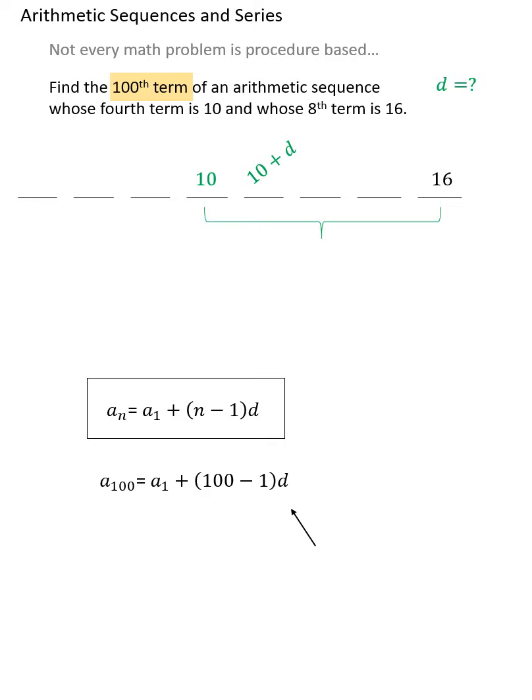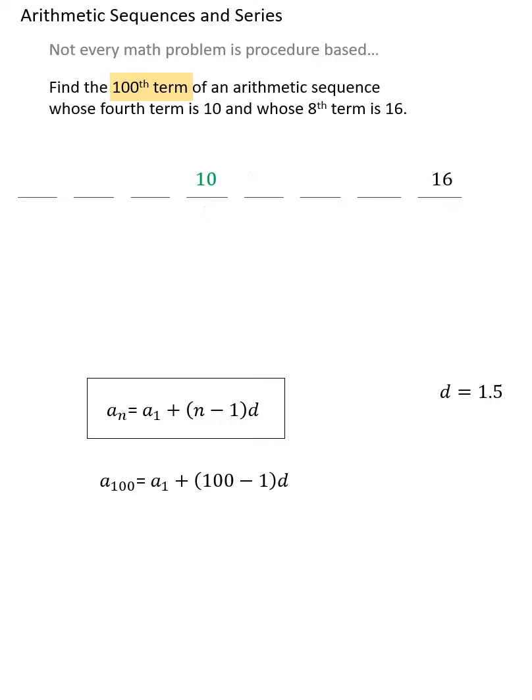Pretending for a moment that we don't know that d is 1.5, the term after that has to be d more than that, or 10 plus d plus d, also known as 10 plus 2d. And by the same logic, this term must be 10 plus 3d, and this term must be 10 plus 4d. But we know that that term is 16. Well, if the eighth term is 16, but the eighth term is also 10 plus 4d, there can only be one eighth term. Therefore, those two quantities must be equal. And I could then use basic algebra to find the value of d.